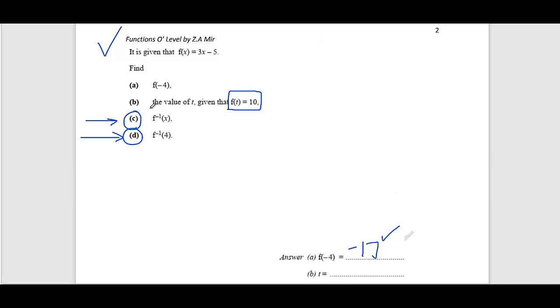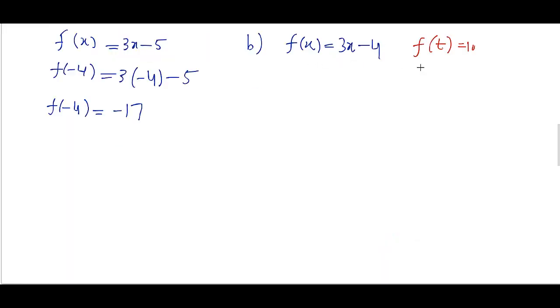In the next part B, we have to find the value of t given that f of t is equal to 10. This is function f of x and f of t is 10. First we have to put t in x. Once we have plugged in t in x, and we know that f of t is 10, we will put 10 here. This is 10. It is 3t minus 4. Now this is a linear equation, and we will solve this linear equation to find t.